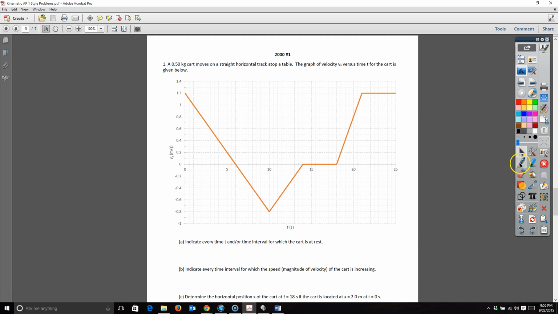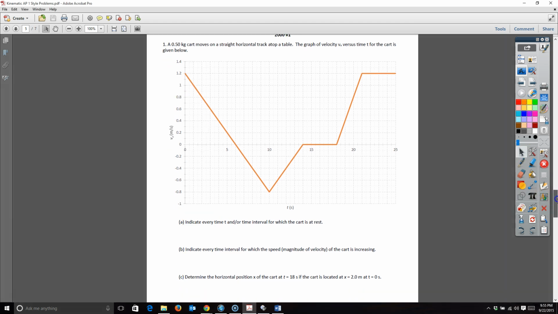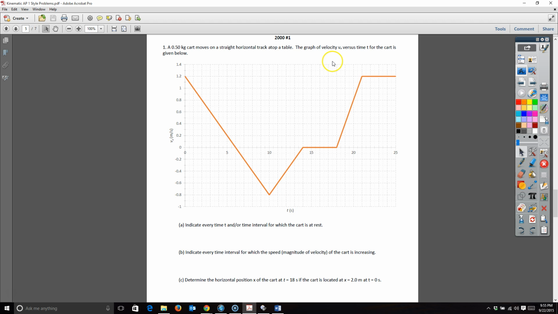We're going to look at number 2000, number 1, and we've modified this problem to make it very, very similar to an AP Physics 1 problem, even though it's an old AP Physics B problem. We have a cart moving on a horizontal track, just like we've done in class, and they're graphing the velocity versus time for this cart, and it's accelerating, it's decelerating, it's doing all kinds of different things as it moves from one place to the other.